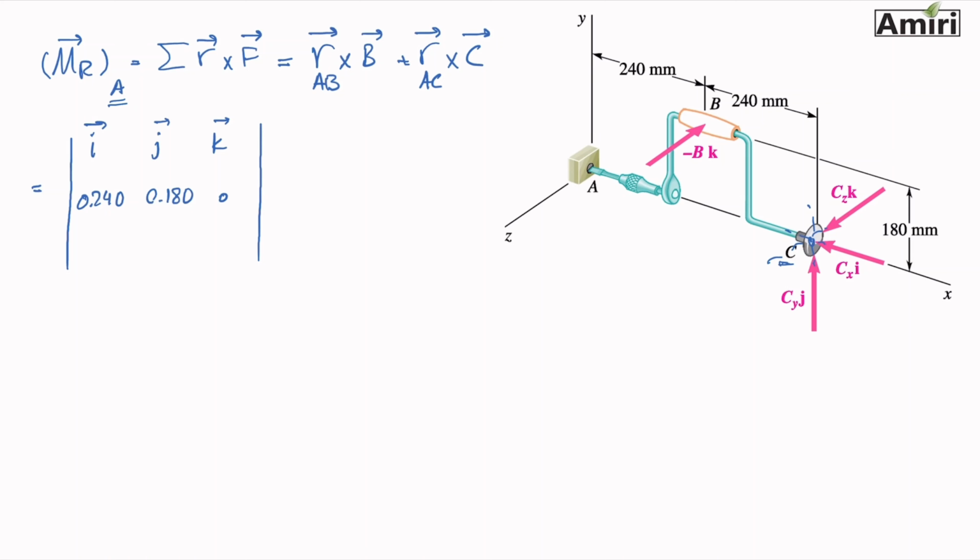Force B, all I know is minus B in K and 0 and 0. This is meters. B is newtons. You don't have to put it there yet. I don't know it.